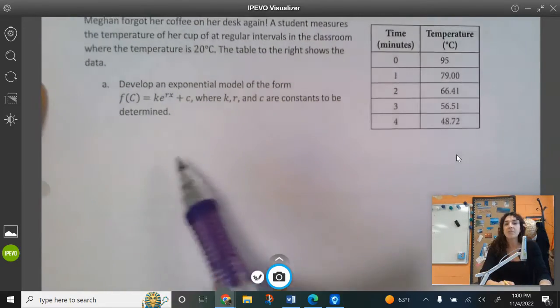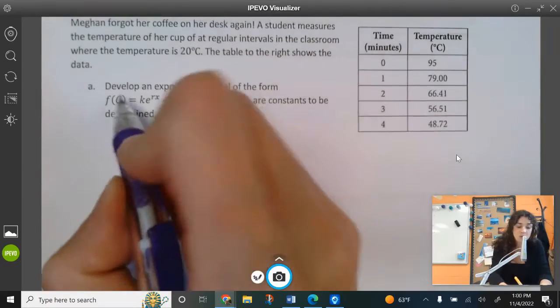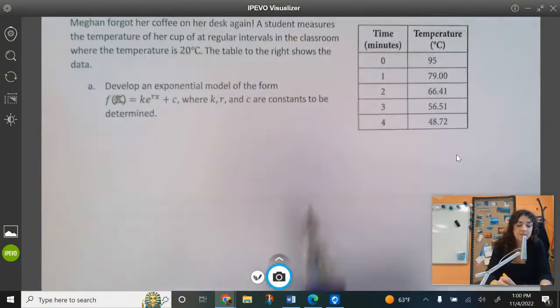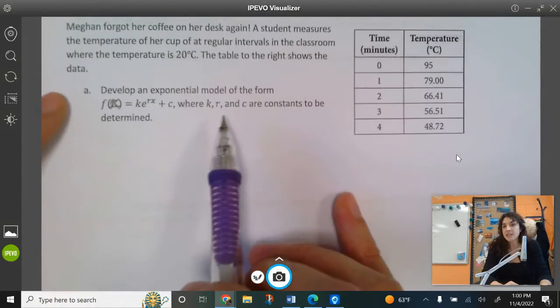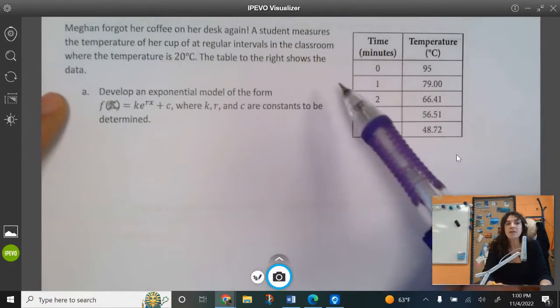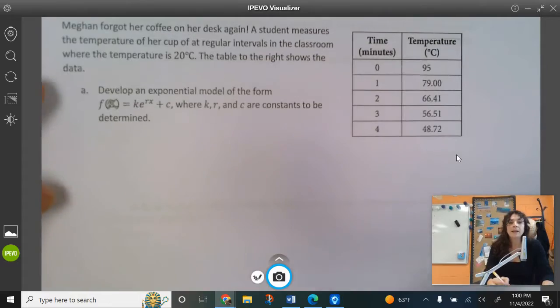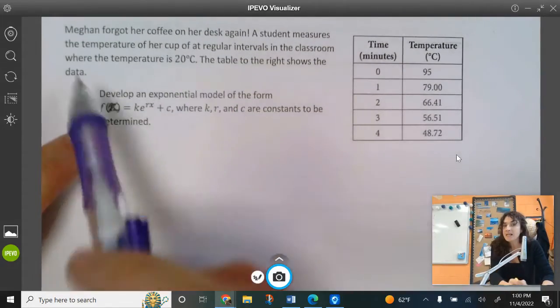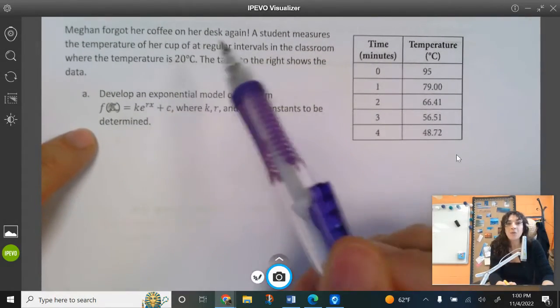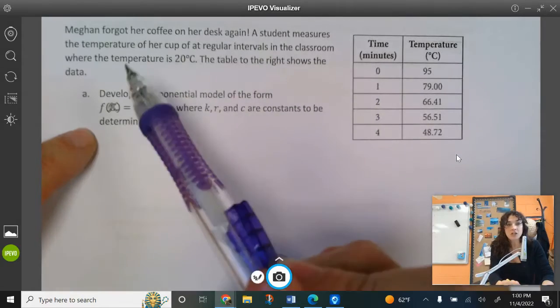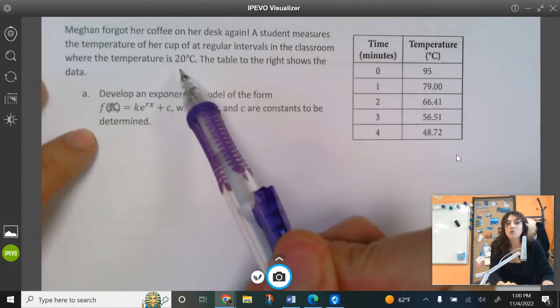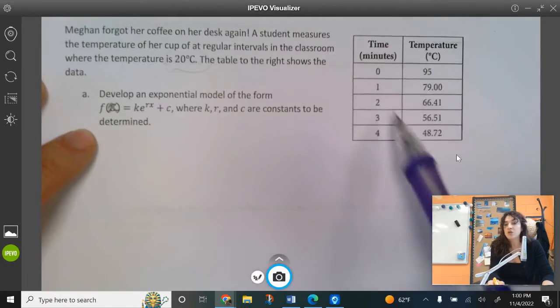So a classic model that we're going to be creating with an exponential, this is supposed to be f of x, by the way, not f of c. F of x. A classic exponential model is a cup of coffee, or something being left out at room temperature, and watching as the temperature declines to meet the room temperature. So we're developing an exponential model for my cup of coffee on my desk. We are measuring the temperature at regular intervals. The room temperature is 20 degrees Celsius. The table to the right shows all of this data.